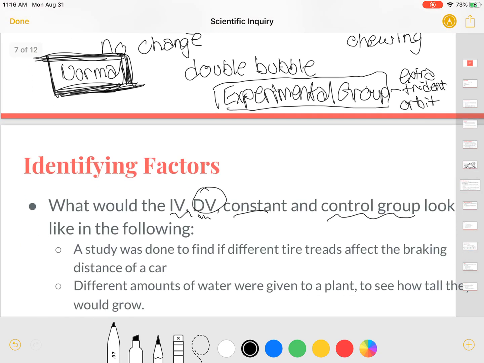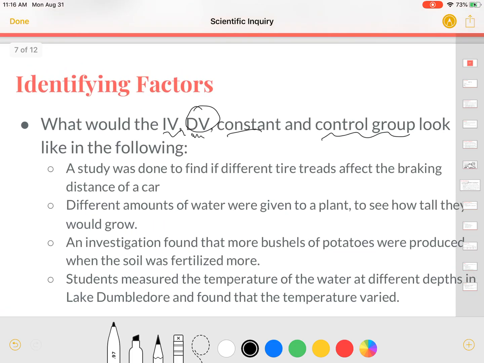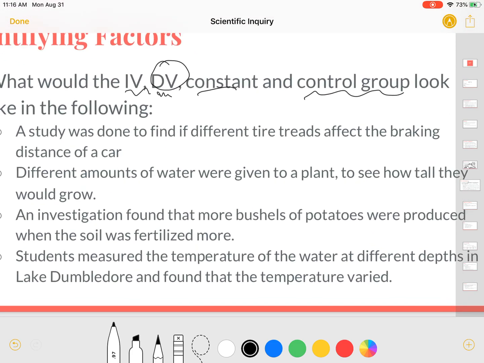All right, so let's go through and try some of these out. Here it says, a study was done to find if different tire treads affect the braking distance of a car. First, let's find our independent variable, the one that I am in control of, the one that I can change. Try to think of that for just a second.